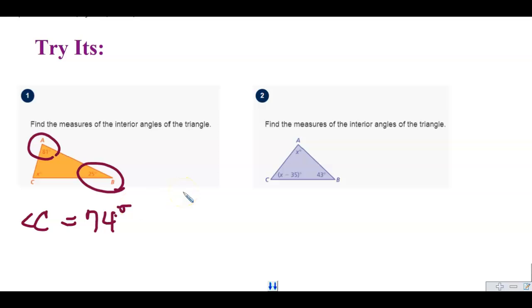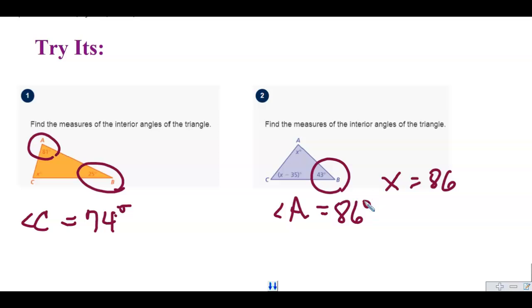For number 2, you were given angle B was equal to 43 degrees. However, the other two angles were described in values of X, which was an unknown value. Once you solved for X, you found that X equaled 86. Since X equals 86, we know that angle A is also 86 degrees. Then we can find angle C by taking 86 minus 35 to get 51 degrees.